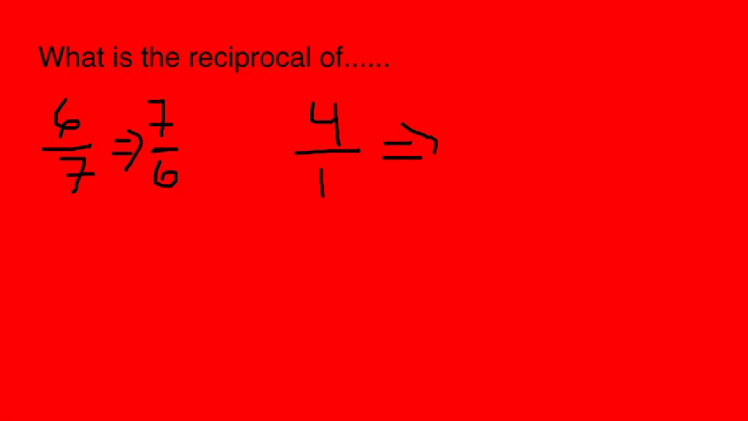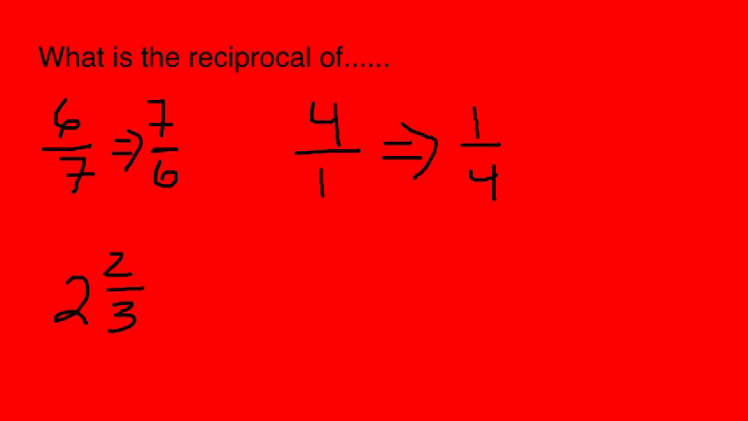Okay, let's look at some more examples. What if I have the fraction 6/7? What would be the reciprocal? Well, when I flip those over, I'm going to get 7/6. What if I have the number 4? What would be the reciprocal of number 4? Well, I can write 4 as a fraction because right now it's a whole number, but I can write it as the fraction 4/1. So what would be the reciprocal of 4/1? Correct, 1/4.